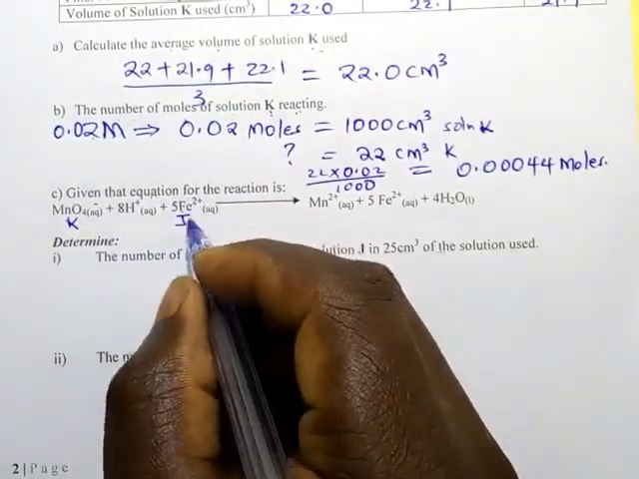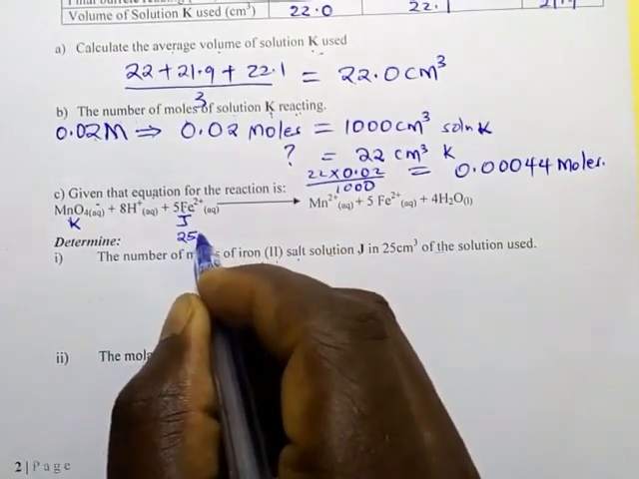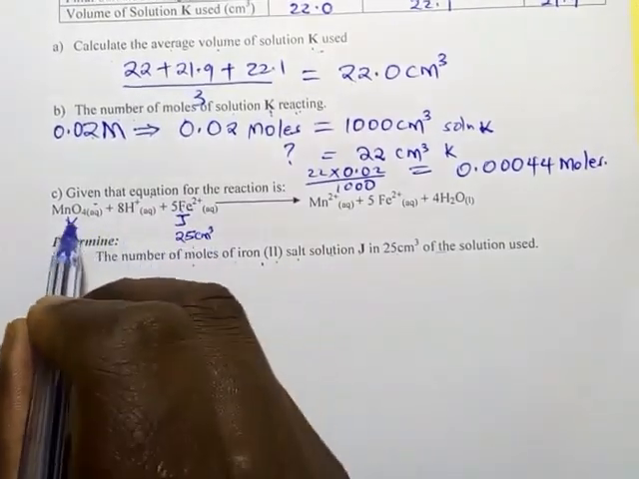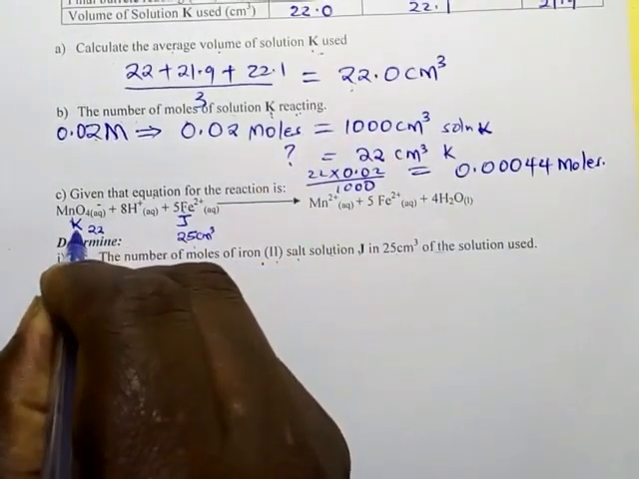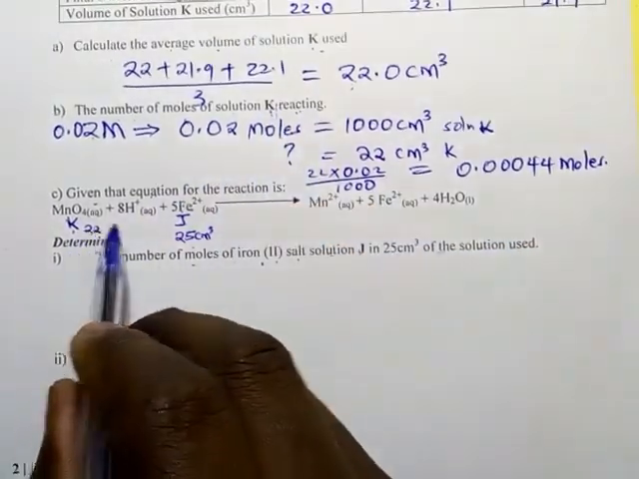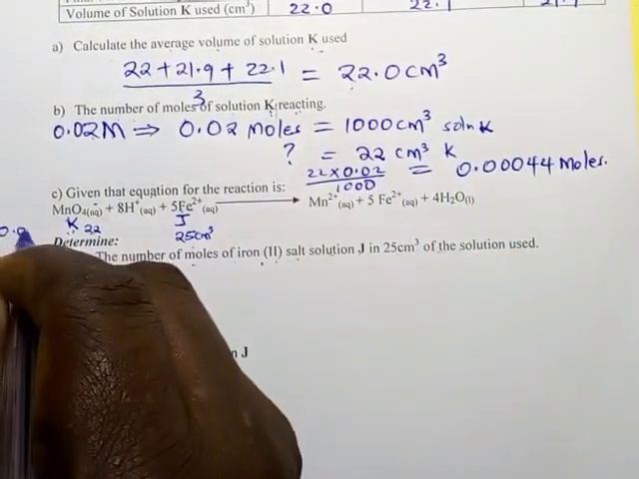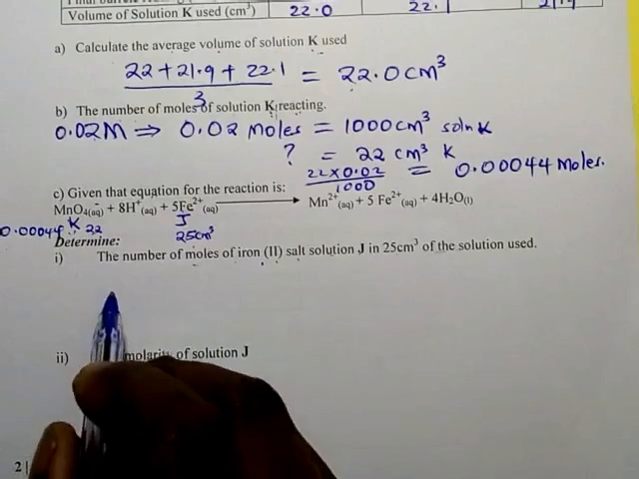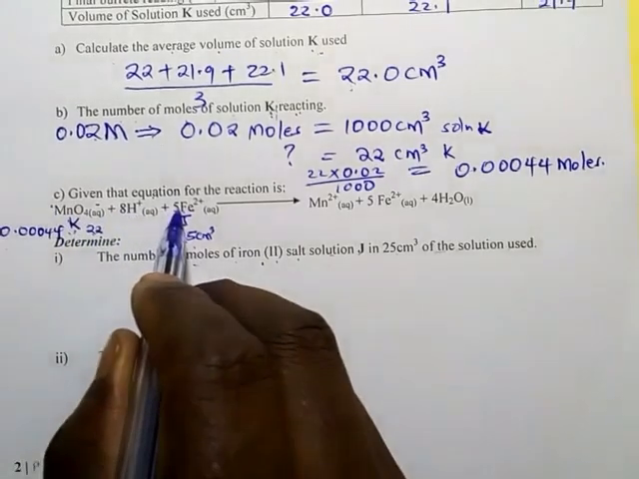What is the volume of the iron used? The volume we took is 25 centimeters cube because we pipetted 25 centimeters cube. 25 centimeters cube reacted with 22 of K. Now we have the number of moles of K that reacted with J. The number of moles is 0.00044. We can see that the mole ratio is 1 to 5.